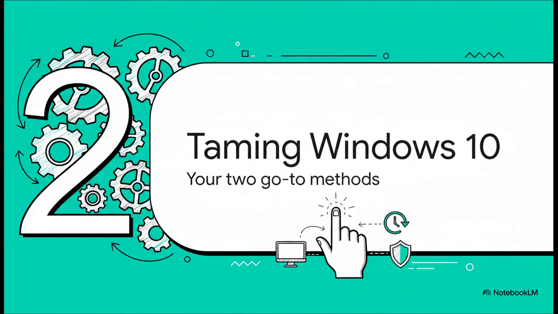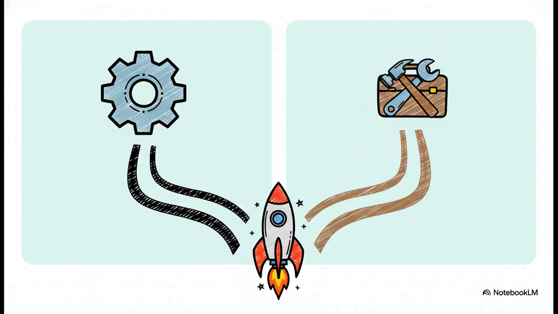Now, what if you're still running Windows 10? Don't even worry about it. The methods are almost identical and they're just as effective. You've got the exact same level of control right at your fingertips. Yep, just like with Windows 11, you can use either the Settings app or the Task Manager. Both paths lead to the same destination, a faster boot time.